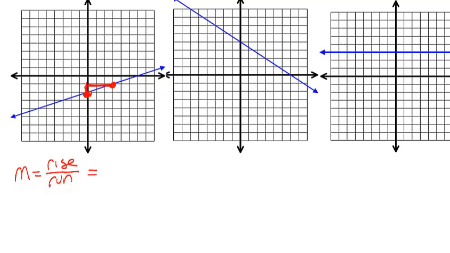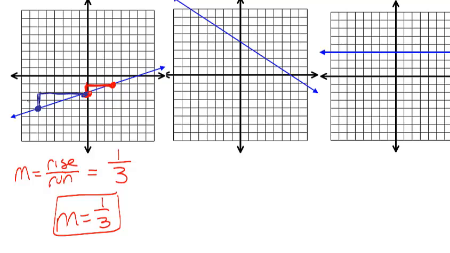So how far am I rising? I'm just going up 1 and I'm running 1, 2, 3. So my slope is 1/3. Now technically you could have picked 2 different points. Let me just show you that. You could have picked maybe this point right here and this point right here. You could rise 2 and run 6 instead of rising 1 and running 3.